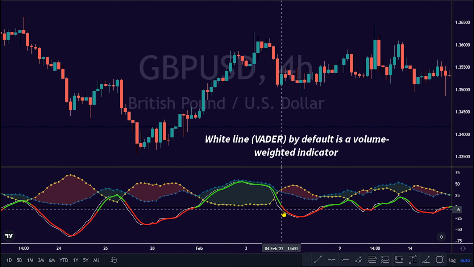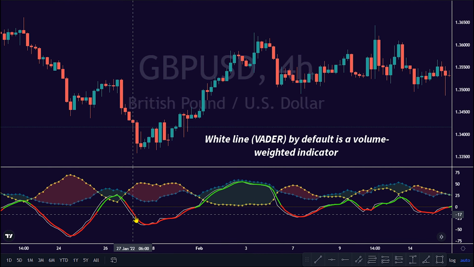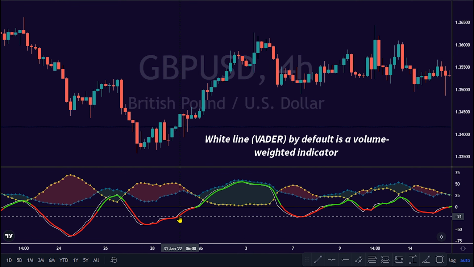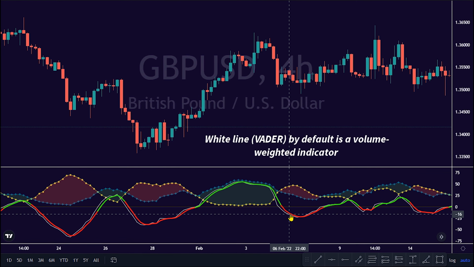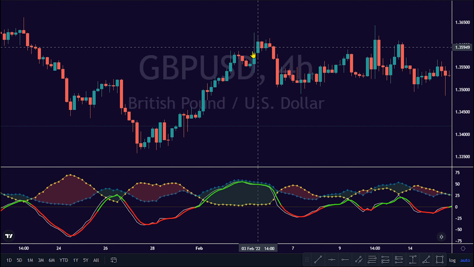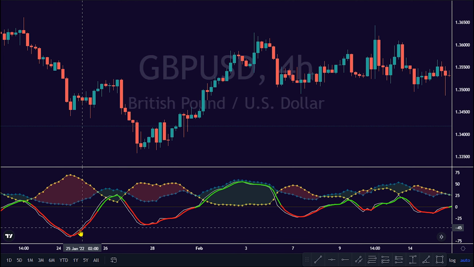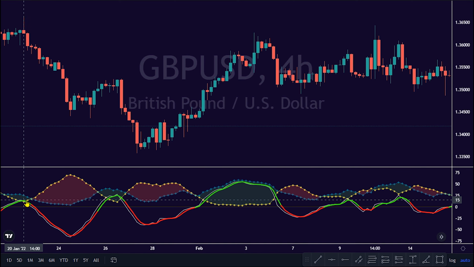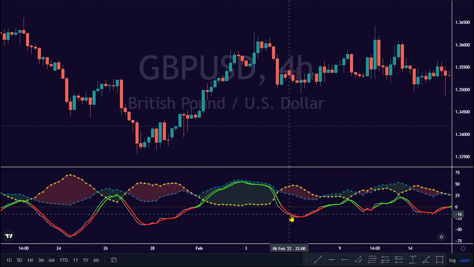The white line, Vader, by default, is a volume-weighted indicator. It uses the volume associated with the change in bar close value, full mode, as an accelerator in the calculation of the directional energy. How can we detect a buy and sell setup with this trading indicator? The main signal to confirm a buy or sell trade setup is when Vader's green-red line crosses the 0 line.